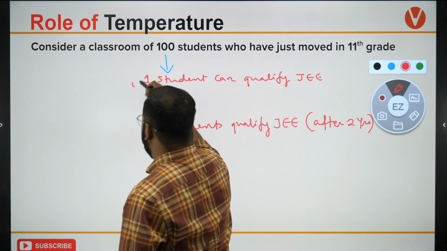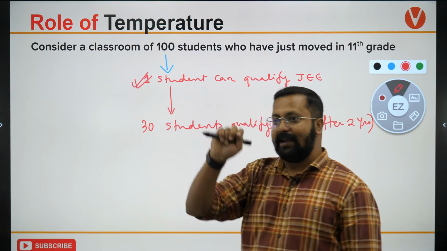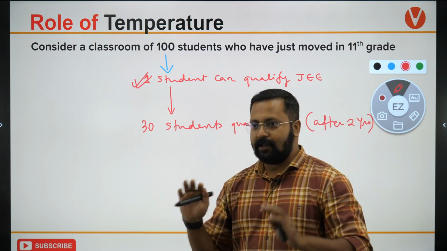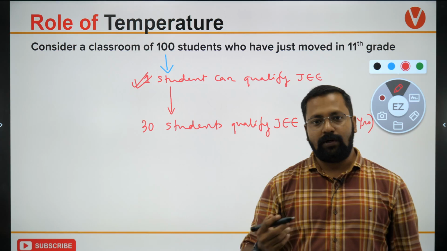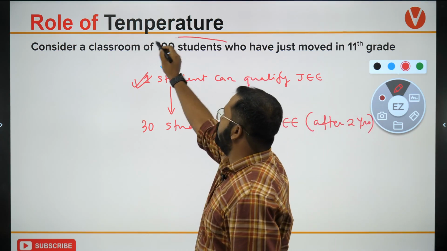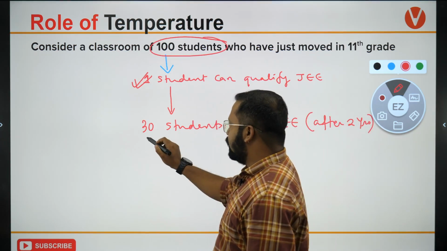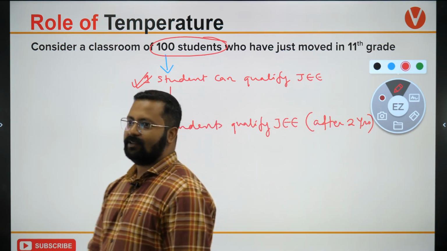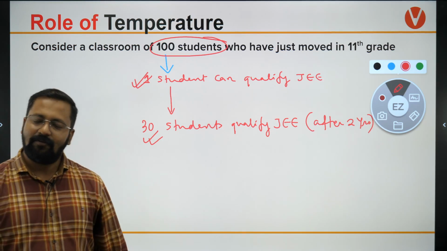तो ये एक जो बंदा है, ये 11th में जैसे ही एंटर किया, he can qualify JEE अगर उसको उस दिन आपने पेपर दे दिया. And 30 students, like all these 100 students are putting effort, out of which 30 students qualify at the end of 2 years.